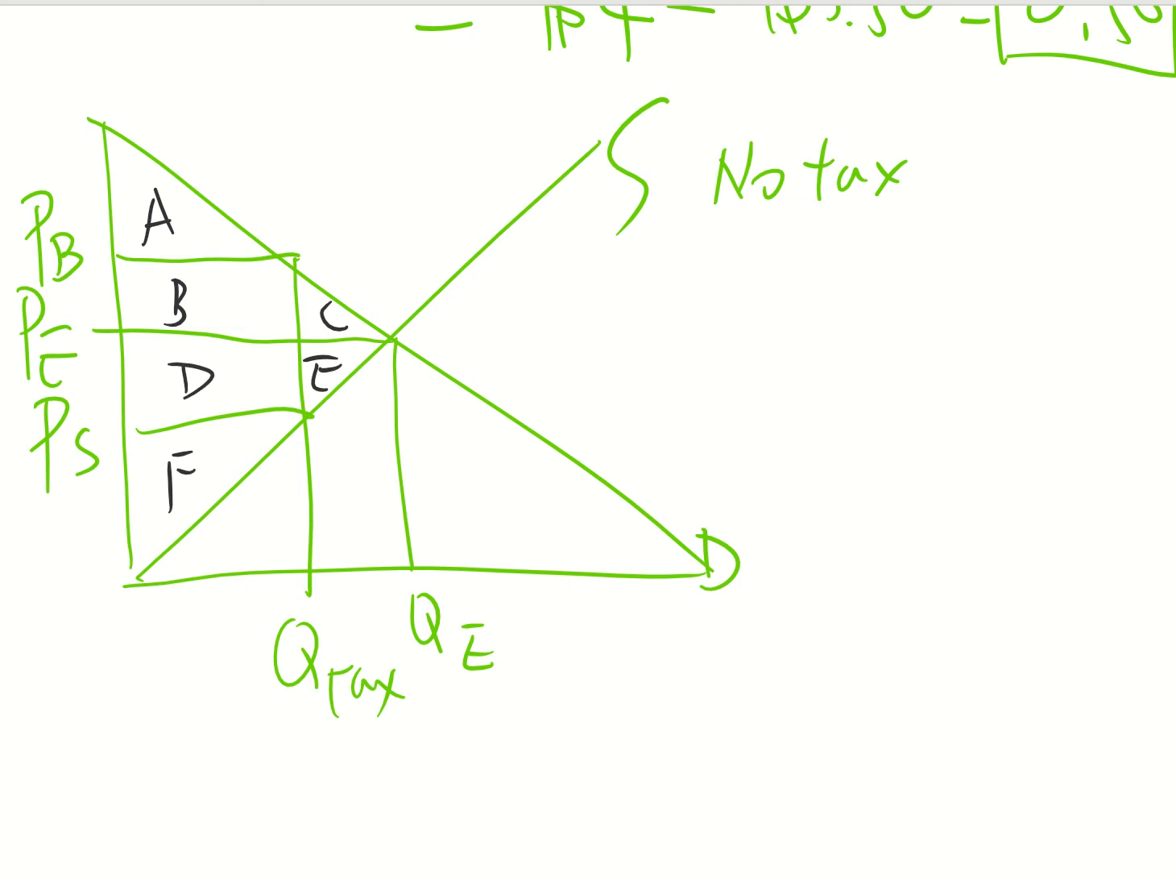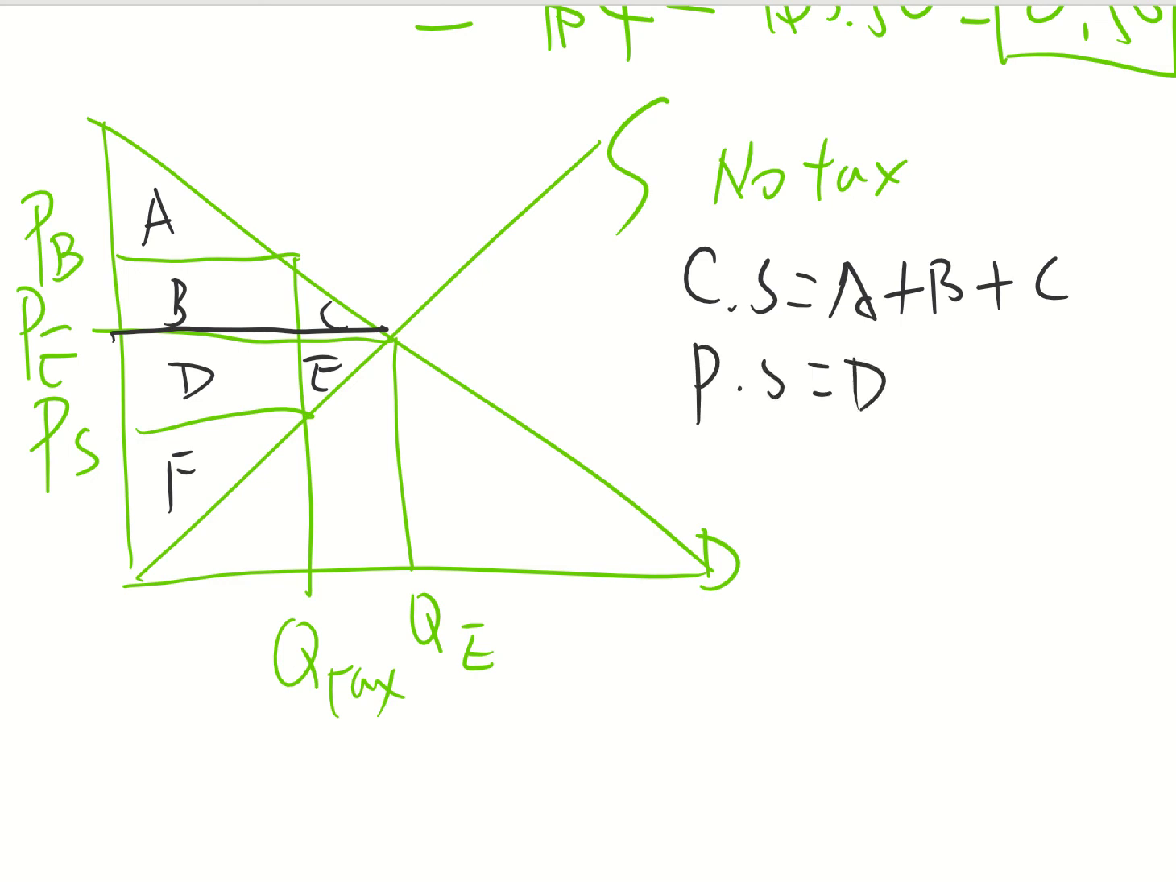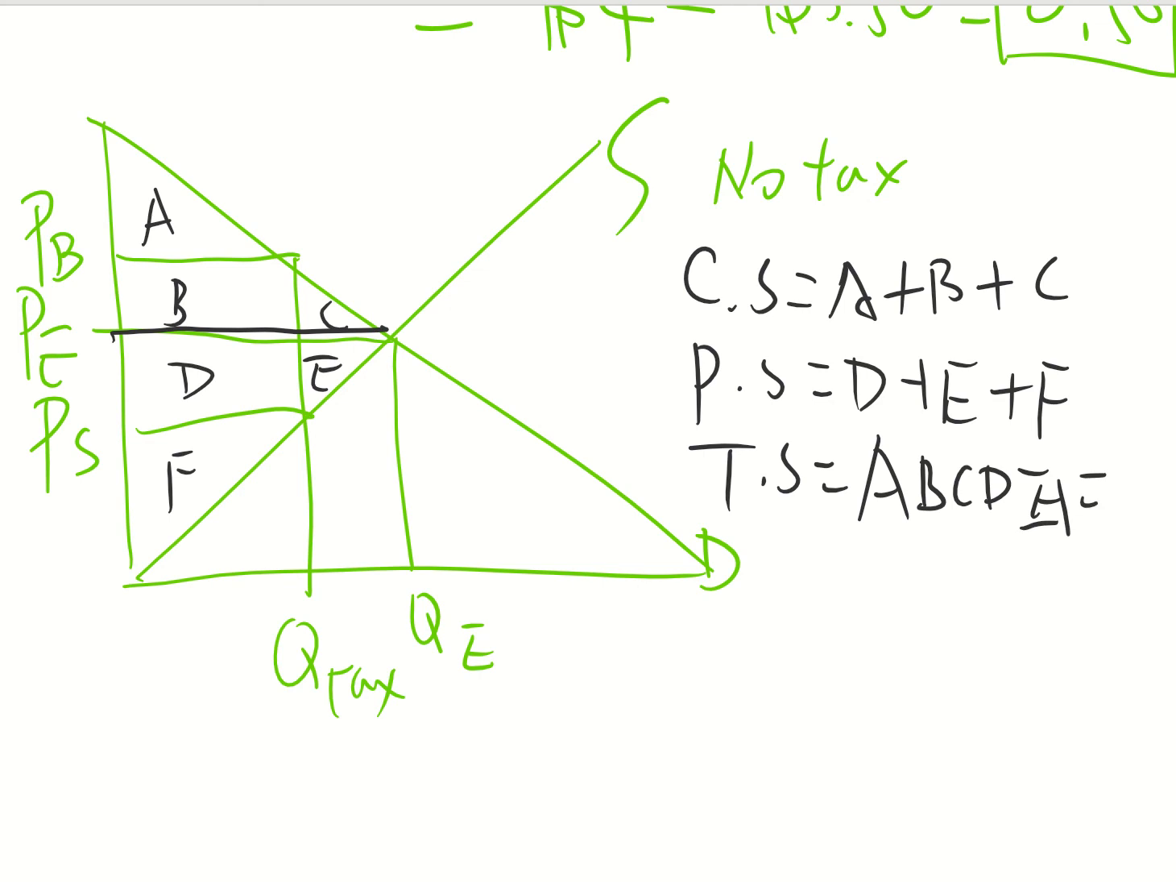Okay, so with no tax, the price will be at equilibrium. So with no tax, your consumer surplus is areas A, B, and C. And then producer surplus will be areas D, E, and F. And then total surplus will be all together, so A, B, C, D, E, F.